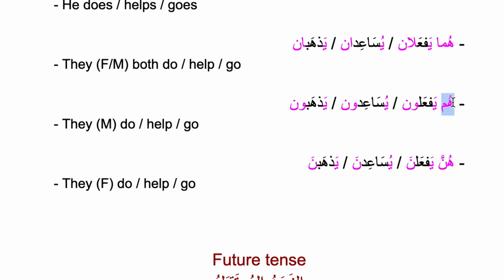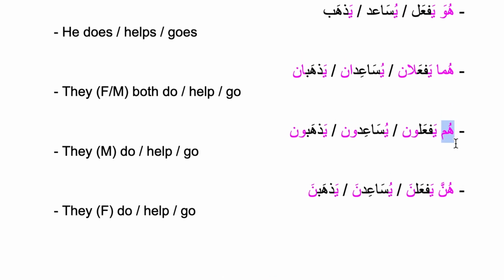Next is hum. Hum means they for plural male. Yaf'alun, and it means they do. And the prefix of hum is ya, and the suffix is waw nun. The second example, yusa'idun, and it means they help. The third example, yadhhabun, and it means they go for plural male.